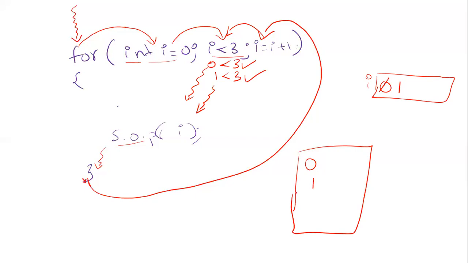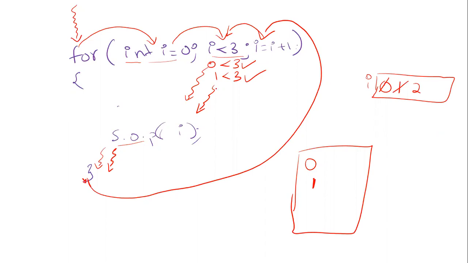So SOP 1 will be printed. As soon as it prints 1, it will see the closing bracket. Whenever it sees the closing bracket, it will execute the update statement. So I plus 1, I becomes 2. As soon as the update happens, again it will check the condition.